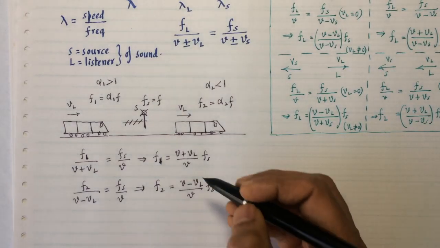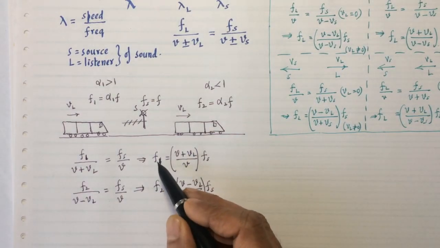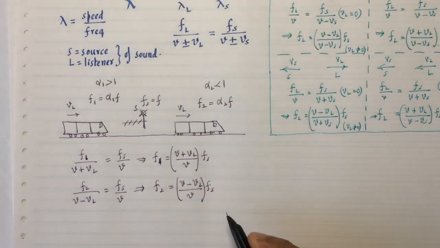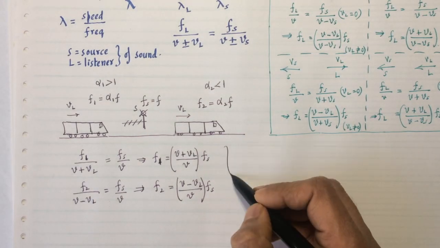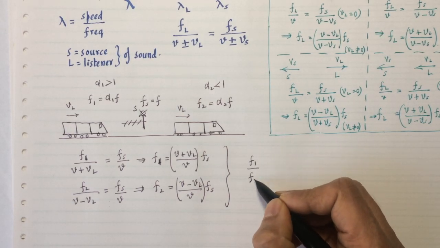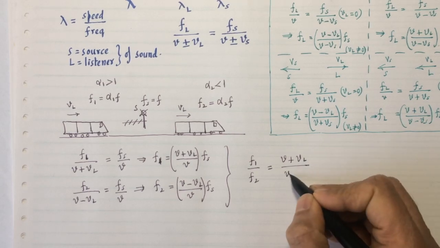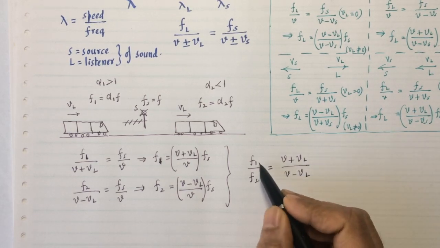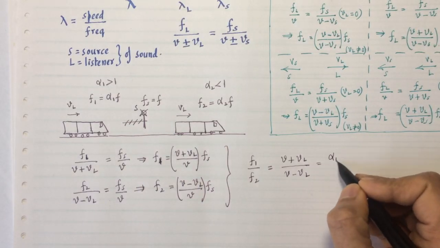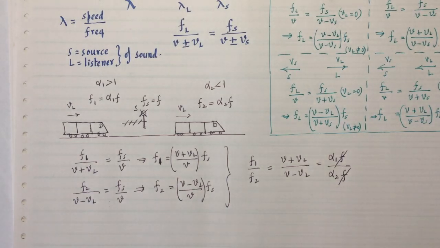Actually, it turns out you don't even need to look up what Fs is. All you need to do is measure the frequencies F1 and F2 using your app. And now I'll divide the two. Dividing gets rid of a lot of things. So F1 over F2 is just going to be V plus VL divided by V minus VL. I've already said that F1 is alpha 1 times F and F2 is alpha 2 times F. So that's where I claimed that you don't really need to know the standard railroad signal frequency at all.